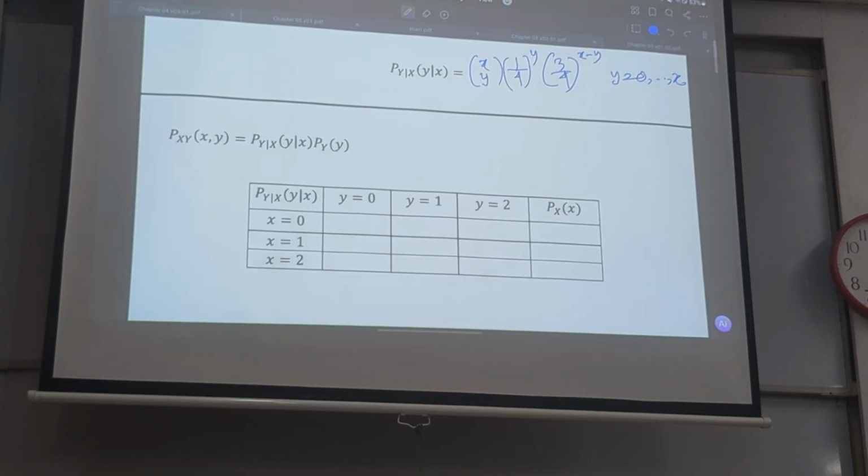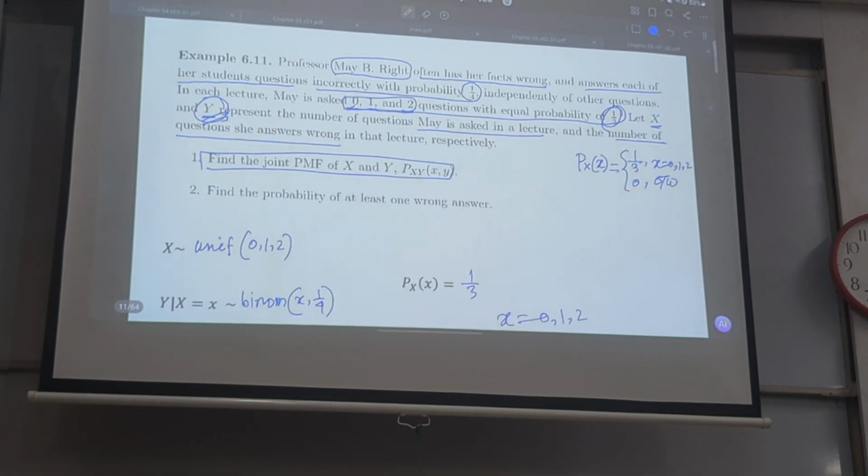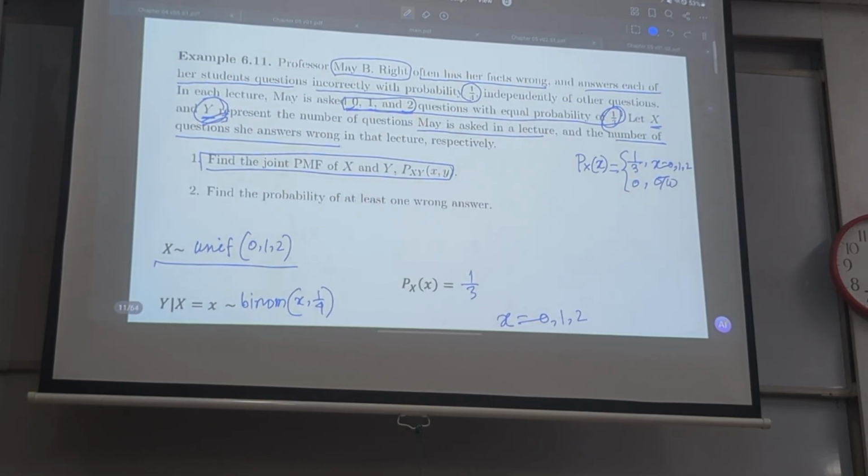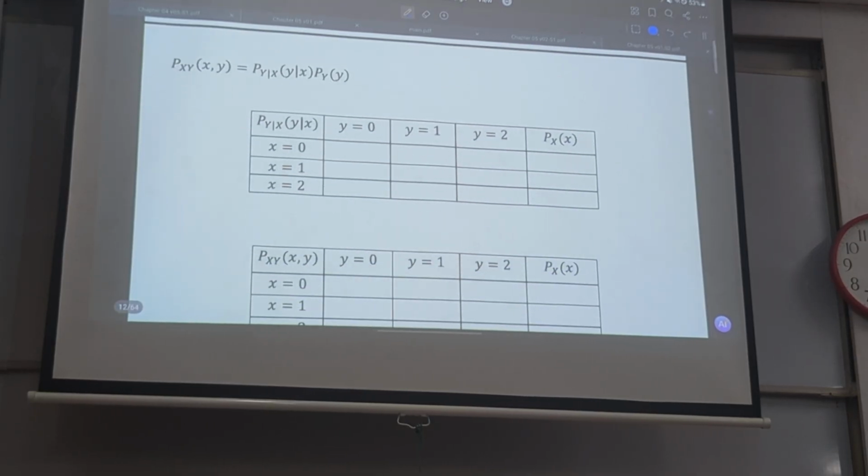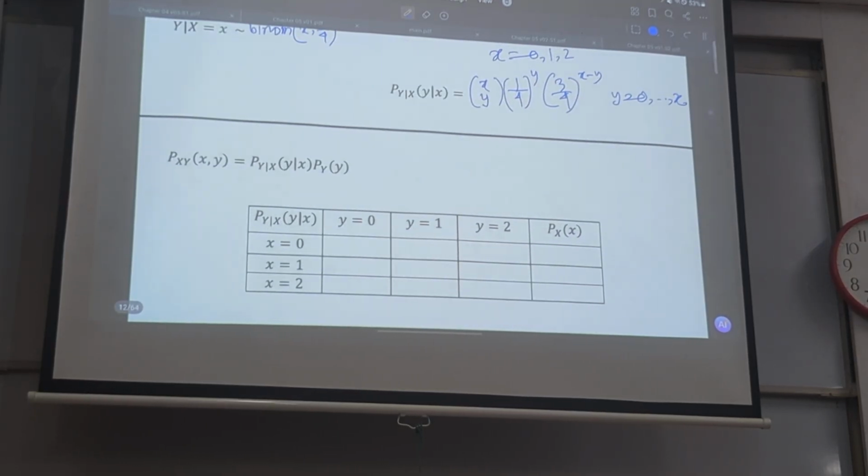Sir, before, we said X is uniform. Do you understand? Equal probability. The numbers 0, 1 and 2 are equally likely, each event is equally likely, and so it is the uniform distribution. So fill up this. Shall we do that?